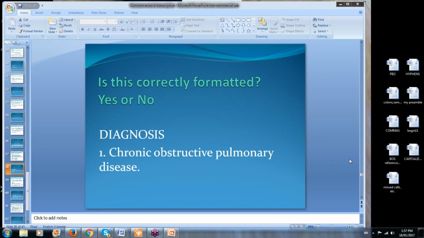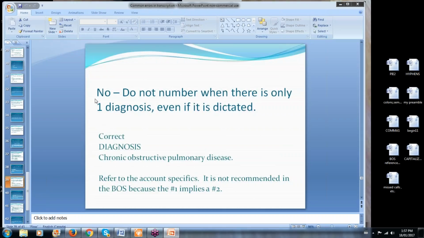Yes, Gwen, you would stack that if where it has subheadings. Victoria says no. Sharon, no. Is there a number 2? No. No, Heather, there isn't. Denise is saying yes. Okay, so we have a couple of yeses there. Actually, it's no. Do not number when there's only one diagnosis, even if it is dictated.